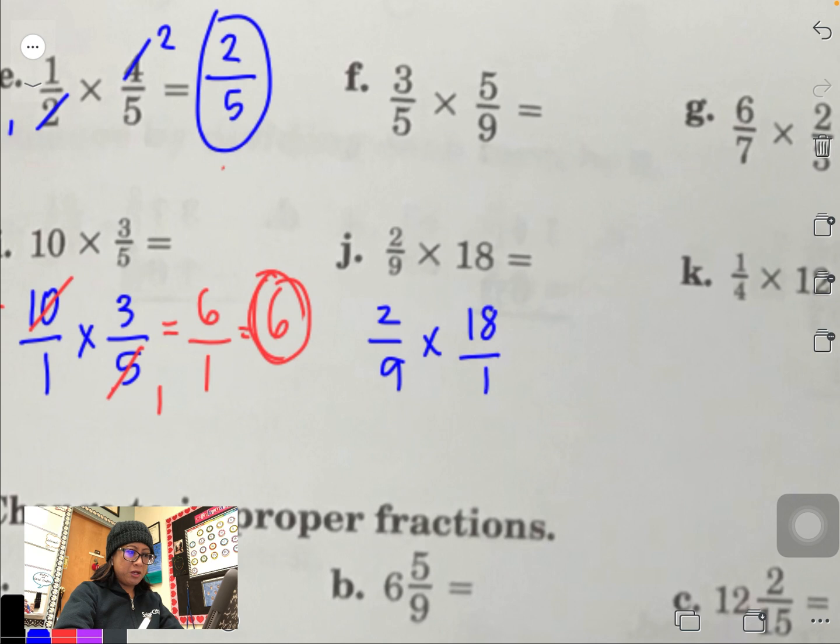Watch. Because it can divide by 9. 18 divided by 9 is 2, right? 9 divided by 9 is 1. So then I can now cross multiply. 4 times 2 is 4. 1 times 1 is 1. But I can't leave it alone, remember? I've got to just put 4, right?